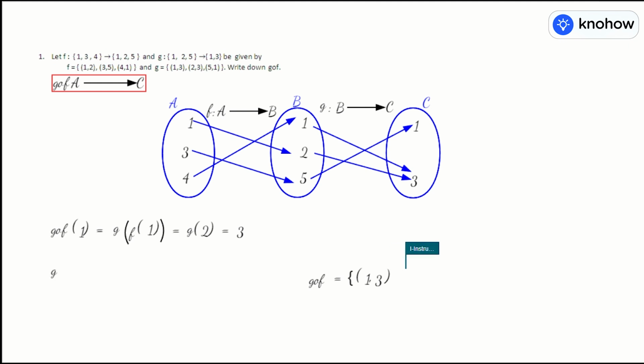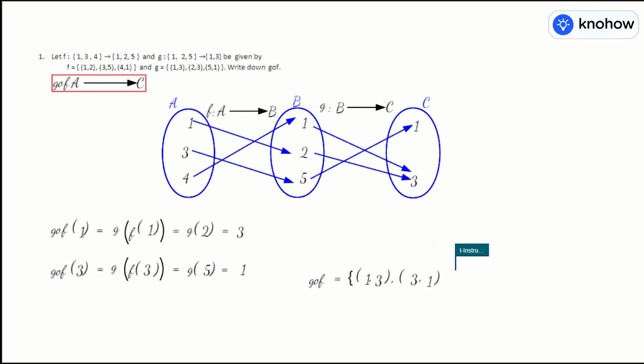Now what is GOF of 3, an element in A? It is G of F3. What is the value of F3? The value of F3 is 5. So it is G of 5. And what is G5? G5 is 1. So another element you get is 3, 1.